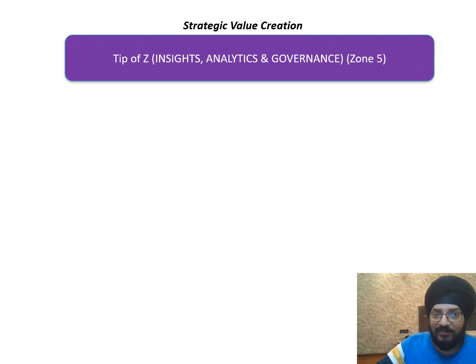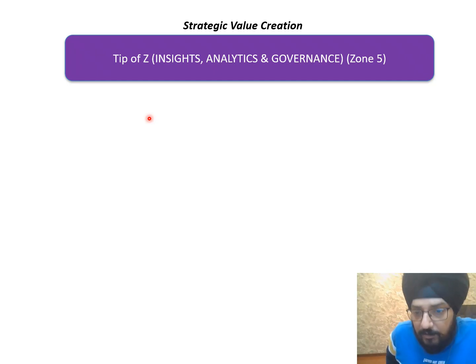Okay, so the fifth zone: strategic value creation. This is an overarching zone which talks about all the insights, analytics, and governance. Which means that we often talk about artificial intelligence, the data, the automations and the other areas through which we are enabled with data to take decisions. And this strategic value creation. So we have the strategy zone, which is the fourth zone, talking about the strategy for collections and making sure that we receive the amount well in time.